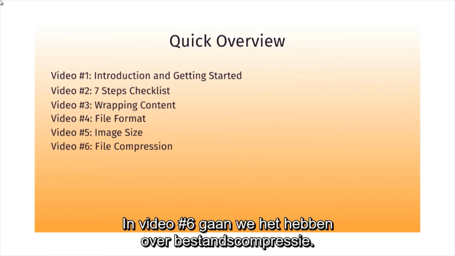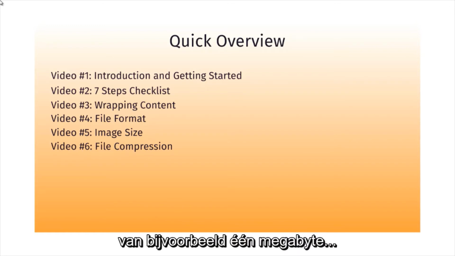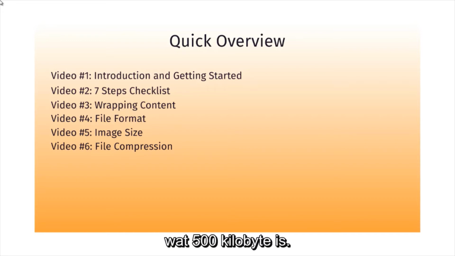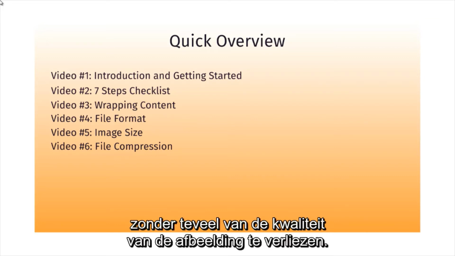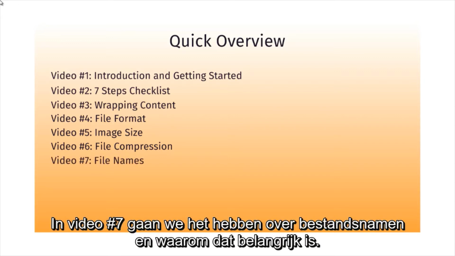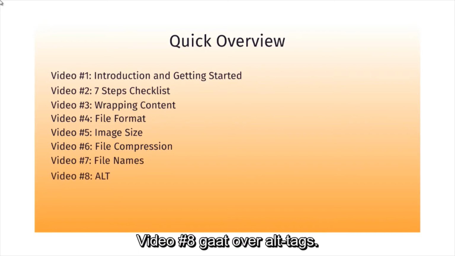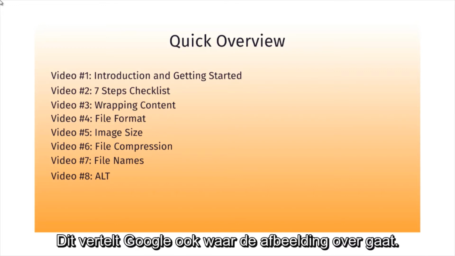Video number 6, we're going to talk about file compression, in other words, how to compress your files from, let's say, 1 megabyte and decrease it by 50%, which is 500 kilobytes. The goal is to compress the size of the image without losing too much of its quality, so that it runs faster when your visitors actually visit your site. Video number 7, we'll talk about file names and why that's important. Video number 8, we'll talk about alt tags, which appear in the source code of your website and also tell Google what your image is all about.